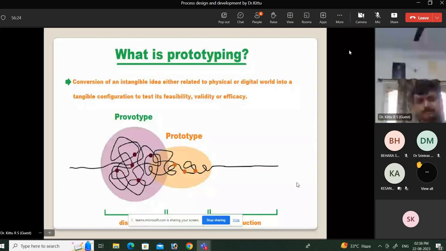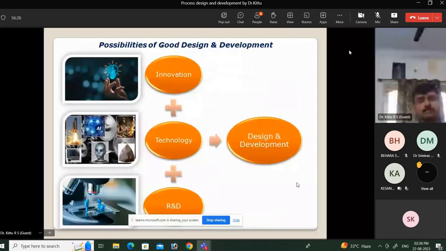So then, please try to understand this slide. This slide gives a valuable meaning: why design and development is most important, and what the basic requirements are for having a good design and development. That means the possibilities for getting a good design and development.